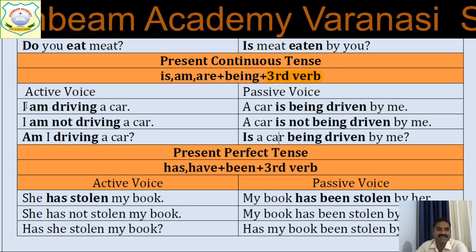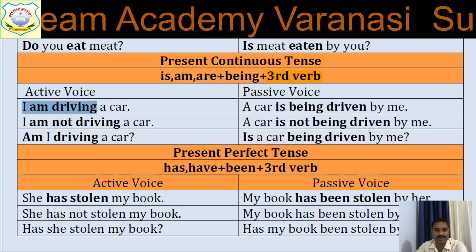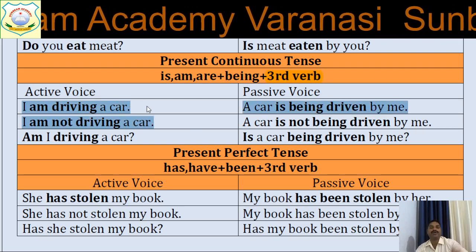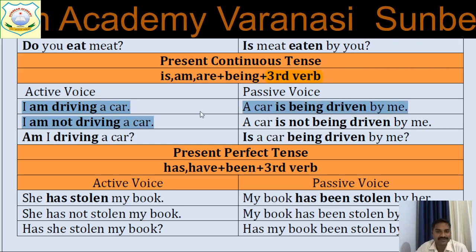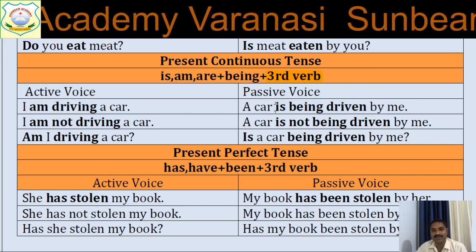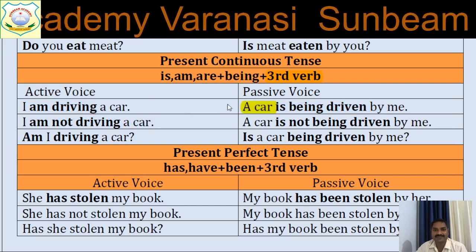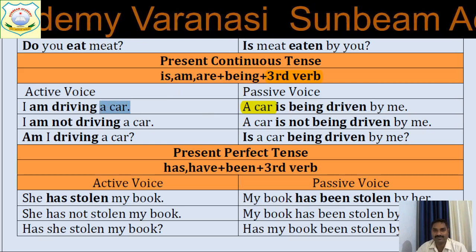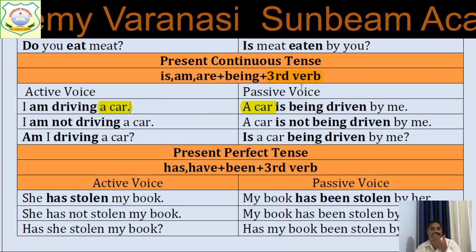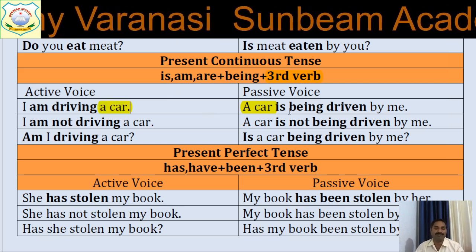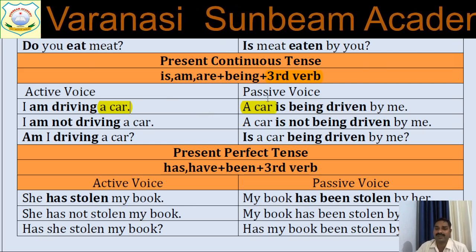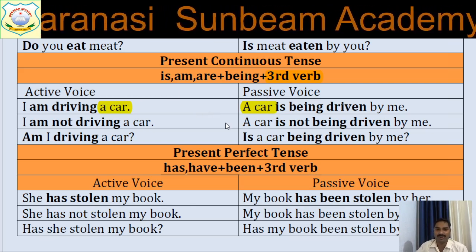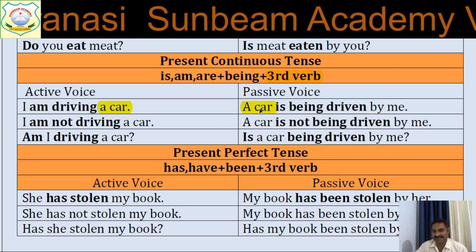So the first example is I am. Here in the present continuous tense, you describe something that is going on. So, I am driving a car. Here you will take your subject in passive voice from the object of active voice. And if the question is to change the passive voice into active voice, you will change the sentence and take your object from the subject of passive voice.